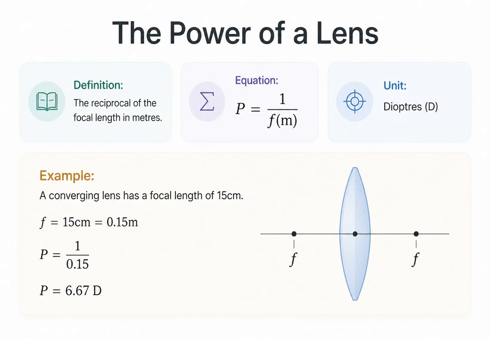Optometrists and physicists often talk about the power of a lens rather than its focal length. The power is simply the reciprocal of the focal length, provided the focal length is measured in meters. The standard unit is the diopter. So a converging lens with a 15 centimeter focal length has a power of 1 divided by 0.15 meters, giving a positive power of 6.67 diopters.